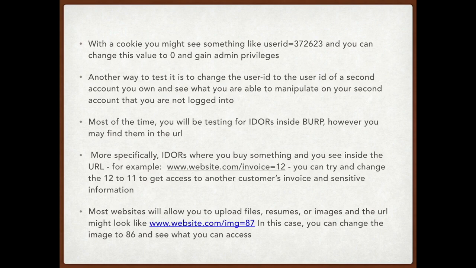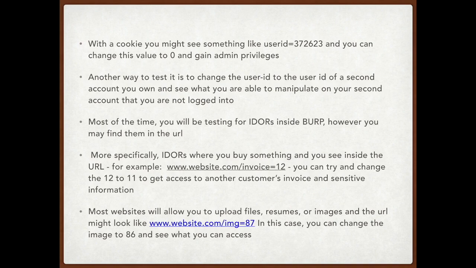Another example would be that you can upload images or resumes, like on Indeed. You can upload a resume, and you can see in the URL if you pull your resume. So let's pretend this is Indeed and it says www.indeed.com, and then it's got a slash and it says resume equals 87, and that's your resume. You could change this and see if you could access someone else's image or resume, just like you would have with the invoice, and see what you can access. But remember, out in the wild, we are testing our own accounts.